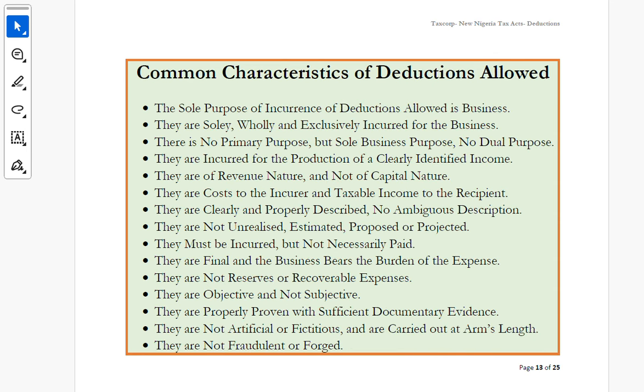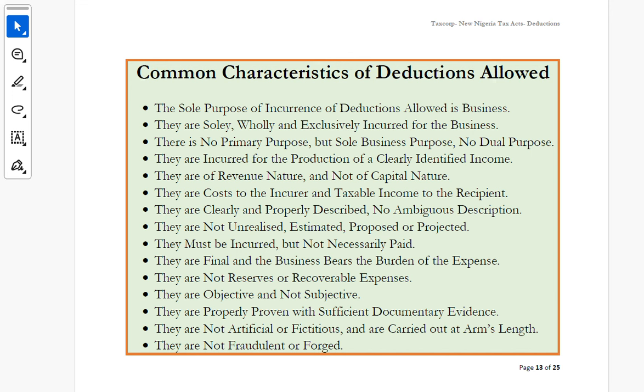Now, let's look at the common characteristics of deductions allowed. What distinguishes them from deductions not allowed? The sole purpose of incurrence of deductions allowed is business, purely business, not personal. They are solely, wholly, and exclusively incurred for the business. There is no primary purpose, but sole business purpose, no dual purpose. They are incurred for the production of a clearly identified income. They are of revenue nature and not of capital nature. They are cost to the incurrer and taxable income to the recipient.